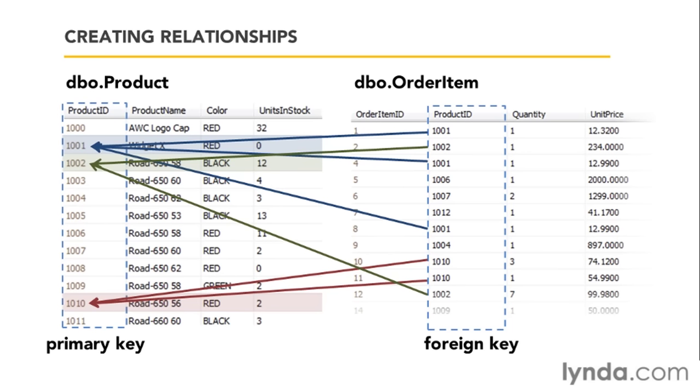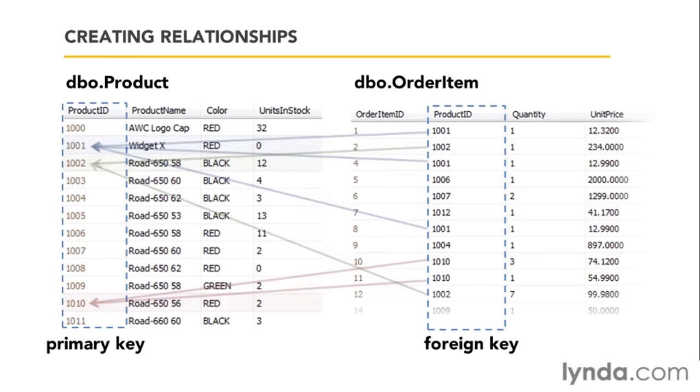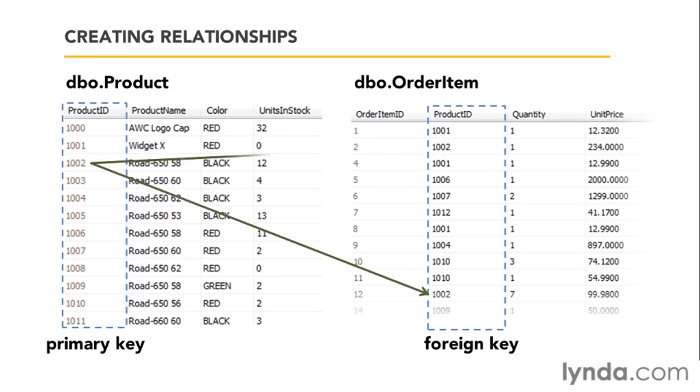The benefit of having this relationship described is we can go either way. We can go from the order item and go and get product details, or we can go from the product and find how many order items have been created for that product. And when you have a relationship like this, it's what's defined as a one-to-many relationship. For every one product, we can have many order items.